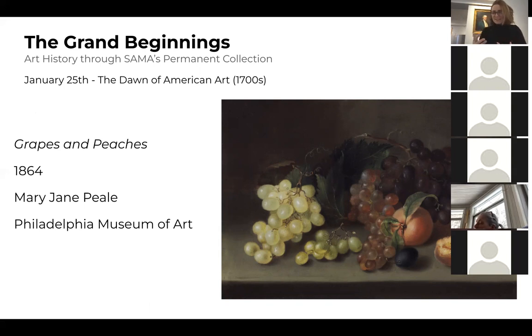This is a very different thing because it wasn't a portrait, which is what she was really well known for. And Mary Jane was the daughter of Rubens Peale, and they lived in New York City until they moved to Pennsylvania. They lived in Pottsville, Pennsylvania.